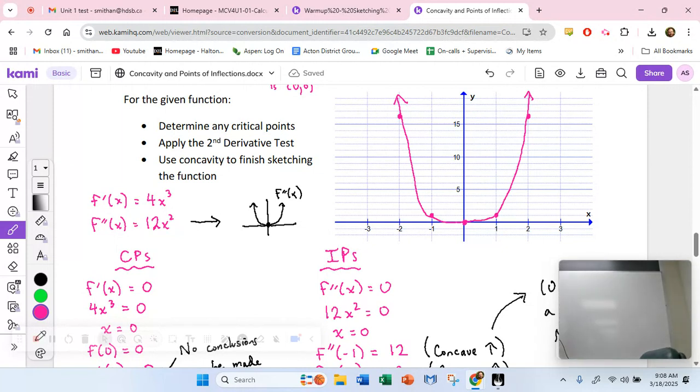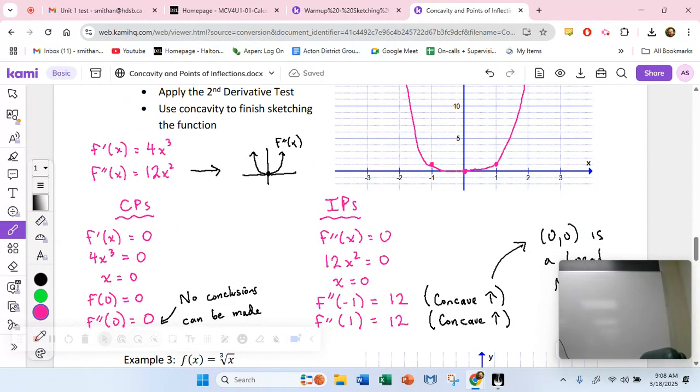But you can see everything fits together. We have our intercept of 0, 0, our only x-intercept, our only intercept. Our second derivative test failed. We couldn't make any conclusions. But after digging a bit deeper and looking at the concavity, we reasoned out that it's a local minimum, which is consistent with the graph. You guys okay with that one?